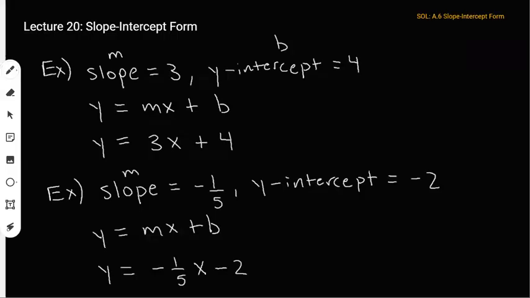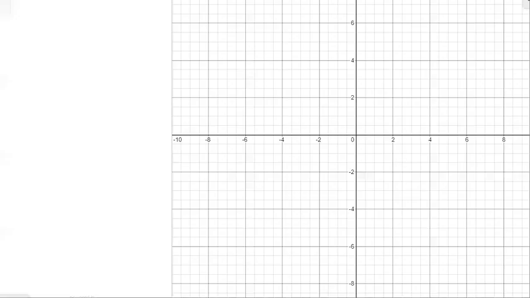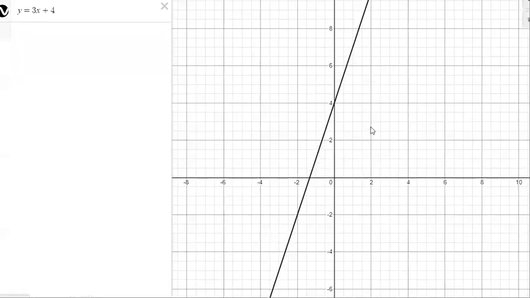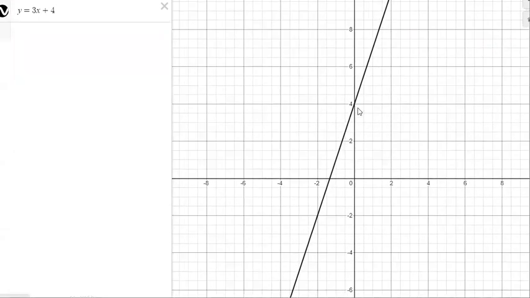Our equation was y equals 3x plus 4. That's the first one that we did. So let's graph that one. So in the box, I'm going to type in y equals 3x plus 4. And I get this black line right here. Notice that it crosses the y-axis at 4. That's my y-intercept. That's where the line is going to cross the y-axis.